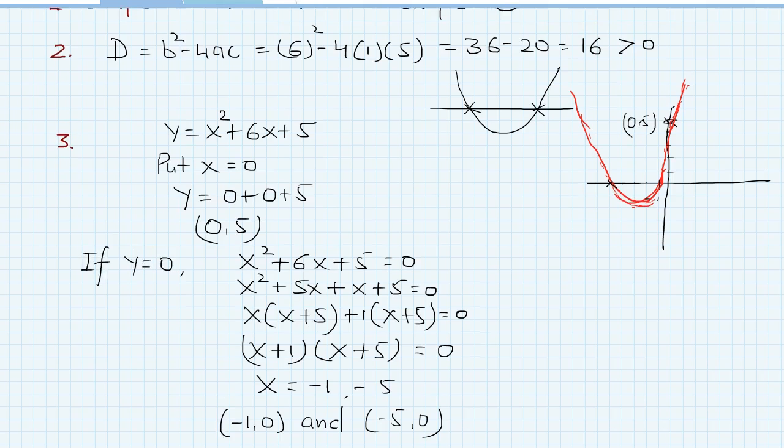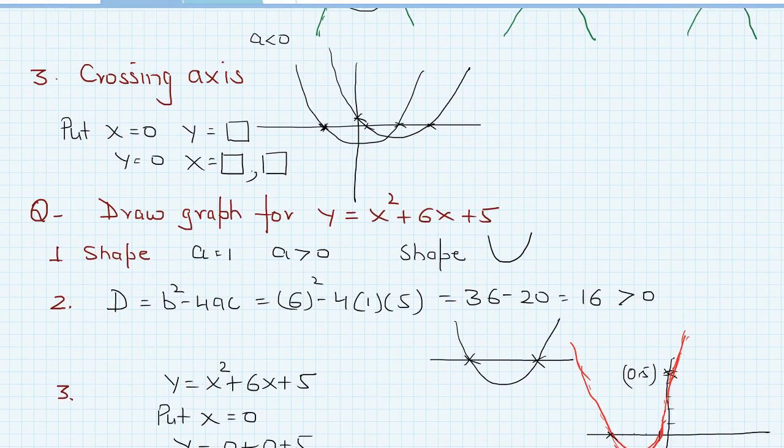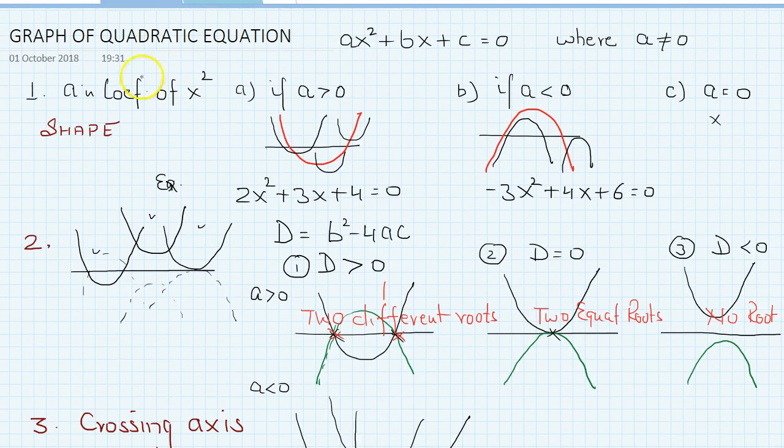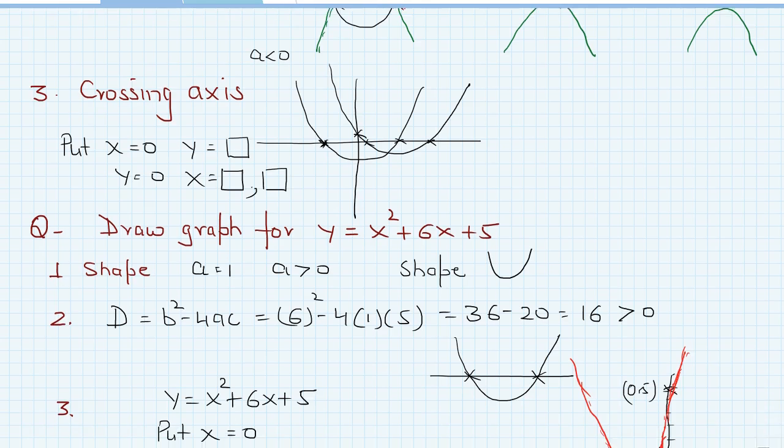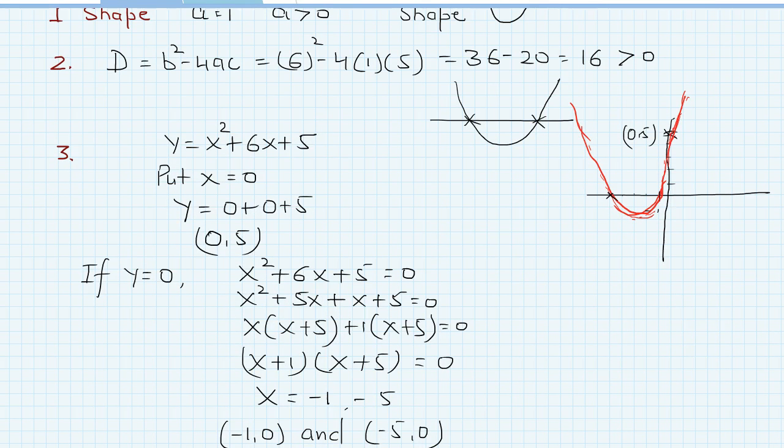So to know the graph, few things which we have to remember is whether a is greater than 0 or less than 0. Second is how the discriminant is, whether it is greater than 0, equal to 0 or less than 0. So it will decide whether it is intersecting at two places, at one place, or nowhere, and then the coordinates of those points. So that's how we are going to get this graph.